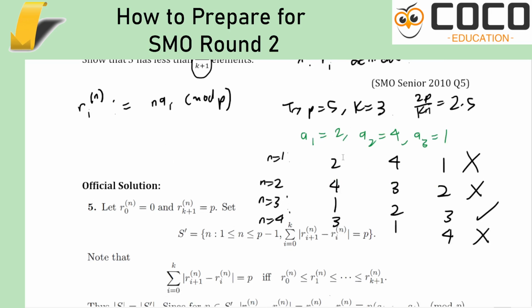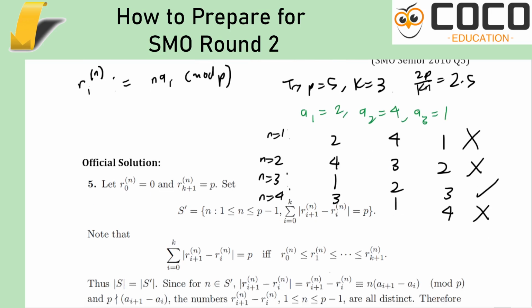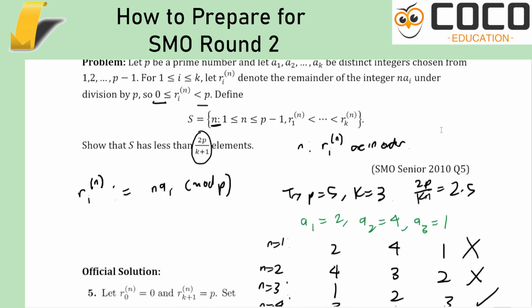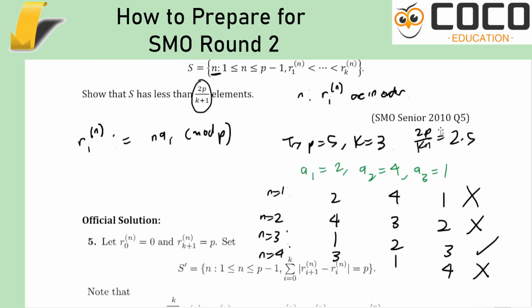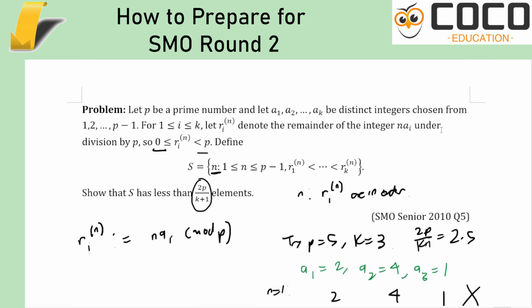Now you notice that there is very little actual restriction on the sequence of stuff down here. For example, A1, A2, A3 could have been in any order I want. They're not in ascending order to begin with. So this is interesting. Another interesting thing is the fact that it says 2p over k plus 1.